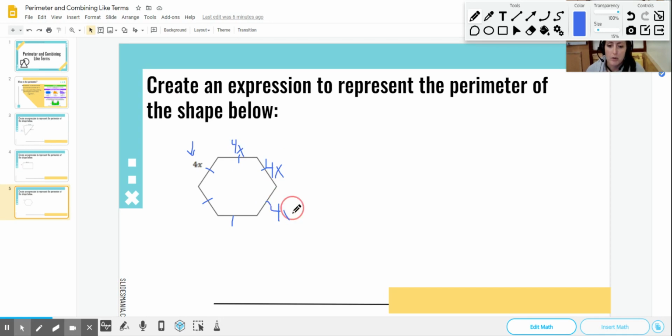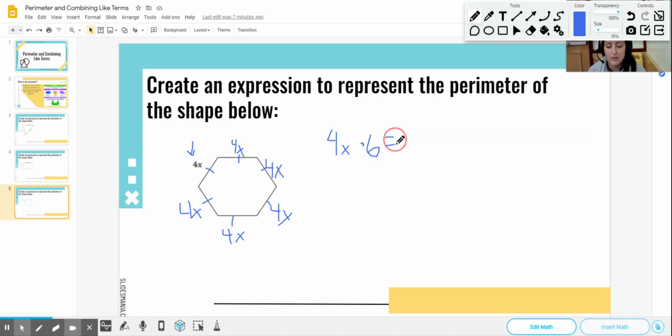Now when we find the perimeter, we can add them all up. Now this is a 1, 2, 3, 4, 5, 6-sided shape. Instead of doing 4x plus 4x plus 4x plus 4x plus 4x plus 4x, what's another thing that we could do here? Well, instead of adding 4x 6 times, we can simply multiply 4x by 6. So we can say, okay, 4x times 6.